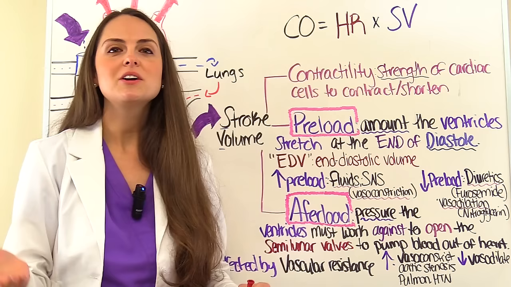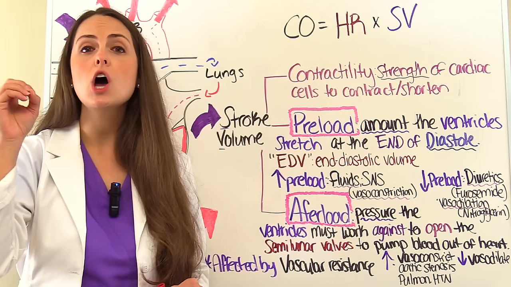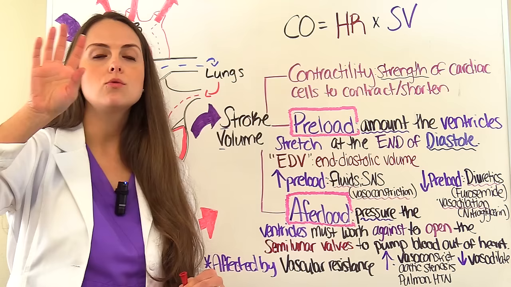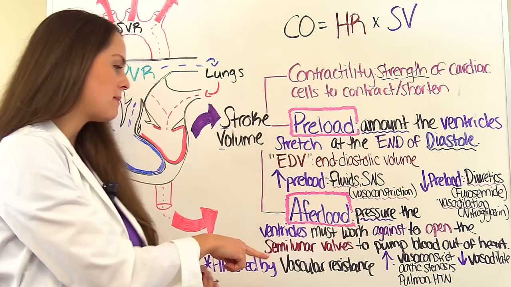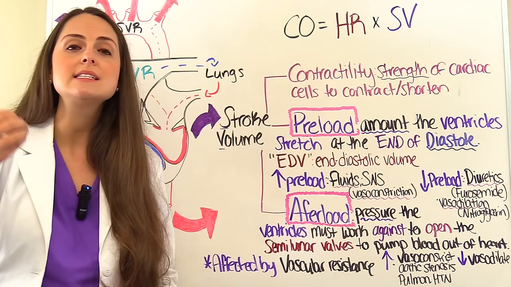Now let's talk about cardiac afterload. This is the pressure that the ventricles must work against in order to get the semilunar valves open so blood can leave the ventricle and go either to the lungs or to the body. And cardiac afterload is really affected by vascular resistance. So if you have a high vascular resistance that the ventricle is having to pump against, that's going to increase its afterload. Let me illustrate this for you and explain a little bit further.